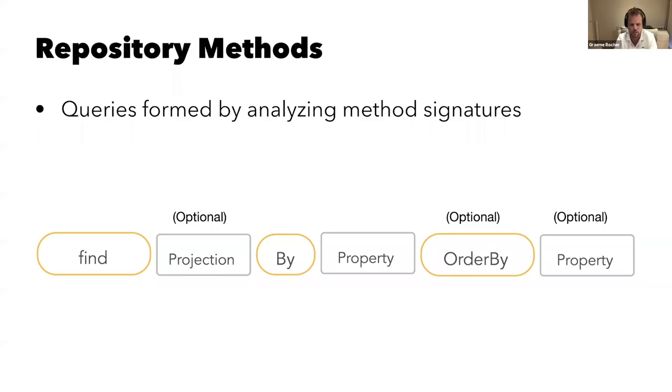So essentially, queries are formed by analyzing the method signature, and there's a method pattern, which is referenced as part of the documentation. So you can say find, and find is not the only option. If you prefer to put search or get or query, you can replace find with one of those. And you can have an optional projection to get an individual value of a particular property, and then you say by. So in this case, find by and then name, and then you can optionally add order by to alter how the resulting query is ordered.